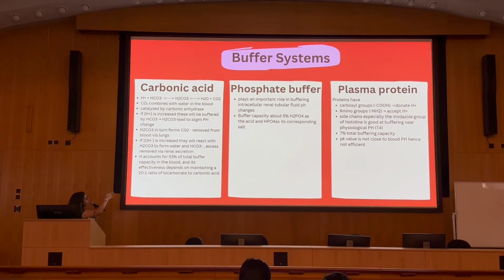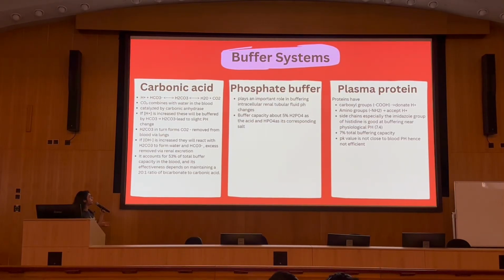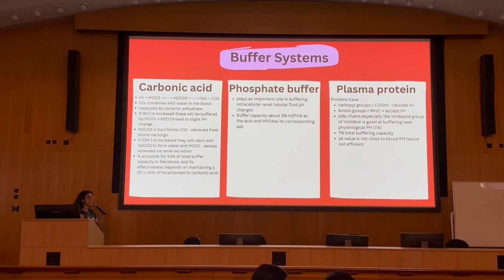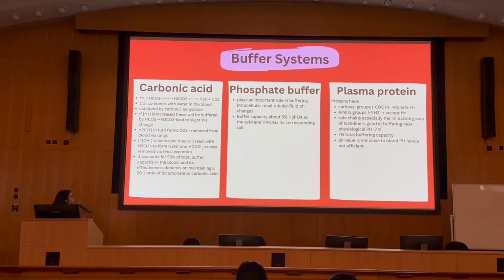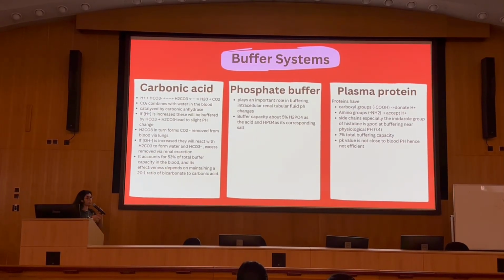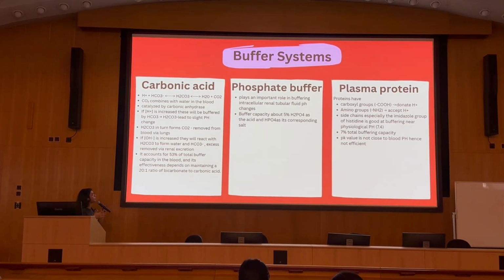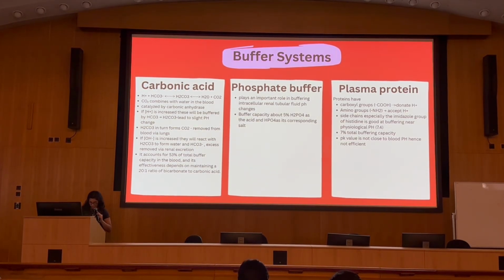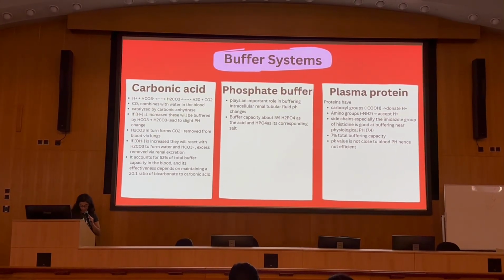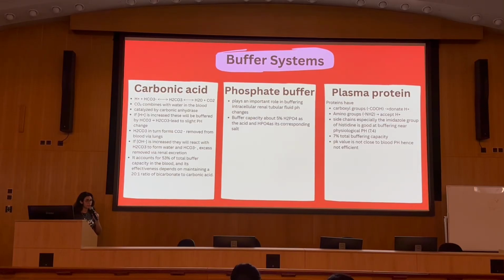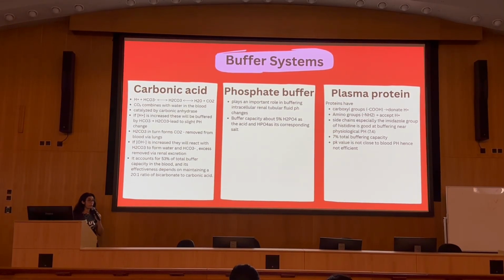And like I said, 53% of the total buffer capacity, and it also depends on the ratio, the effectiveness. So the bicarbonate and the carbonic acid are always in the ratio of 20:1. Then we have our phosphate buffer. The phosphate buffer works mainly inside the cells and in the kidney tubules, and it's good for fine-tuning pH when you have urine formation.